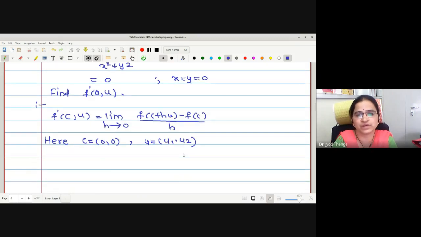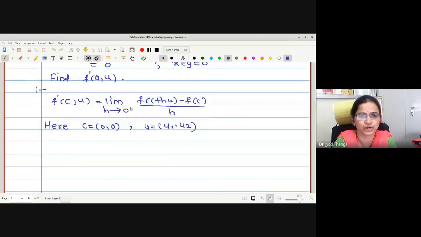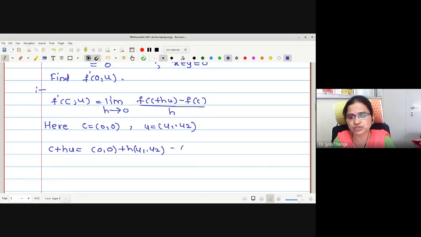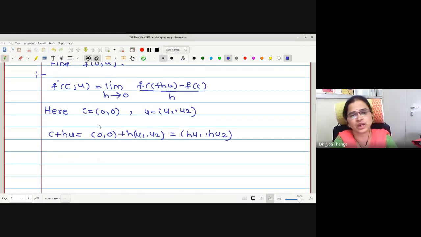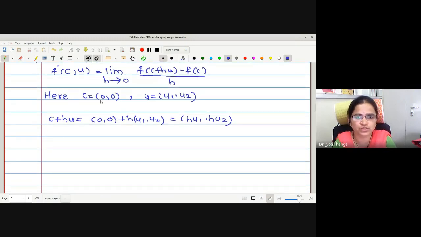Therefore, first of all, we will try to find this ratio and we will then put in the limit. So let me find what c plus hu is then. c plus hu will be (0, 0) plus h times (u1, u2), which actually gives us (hu1, hu2). What is f of c plus hu minus f of c? We will calculate.